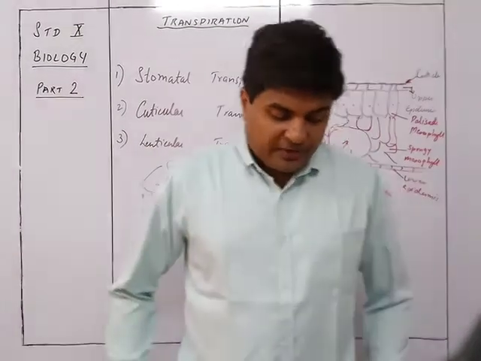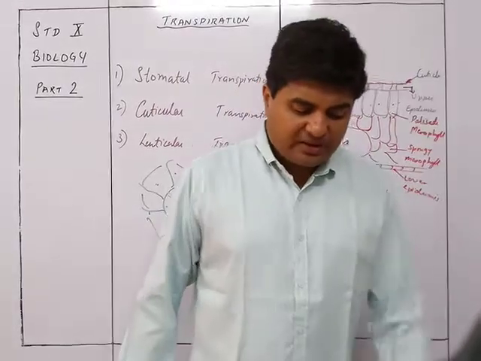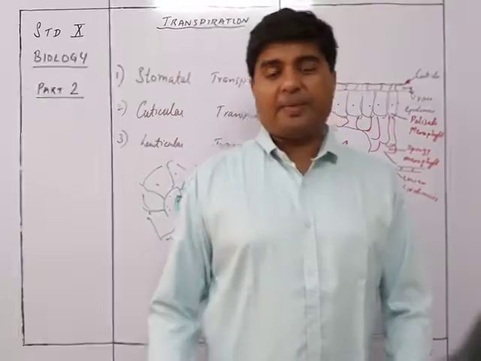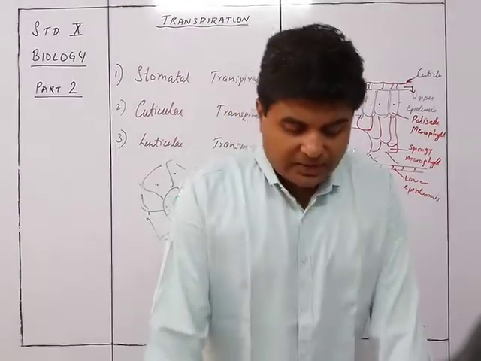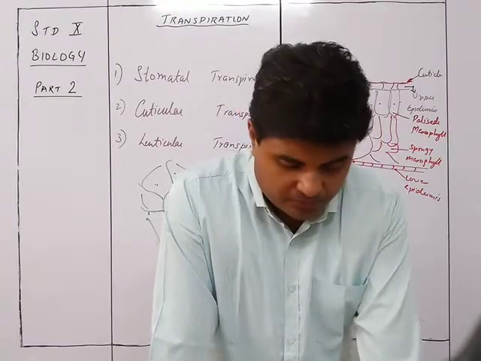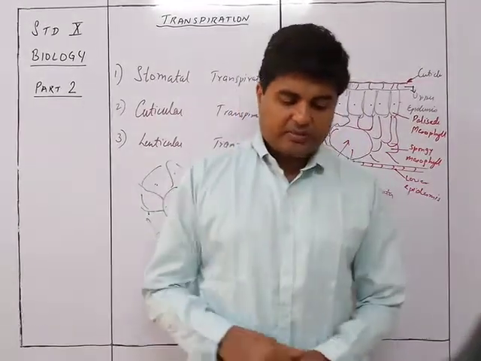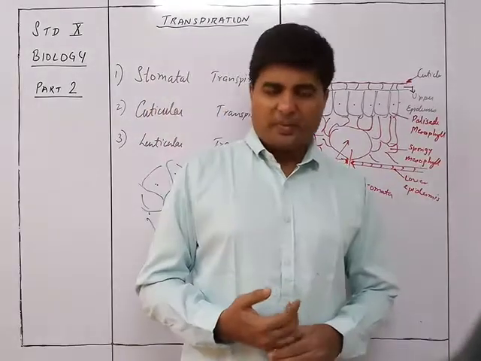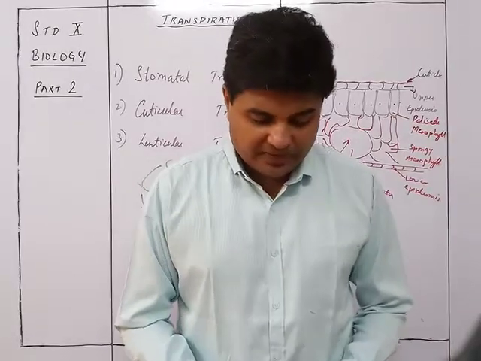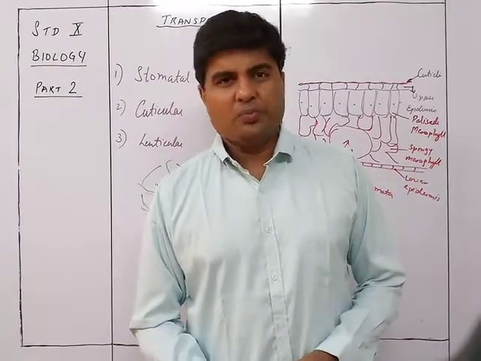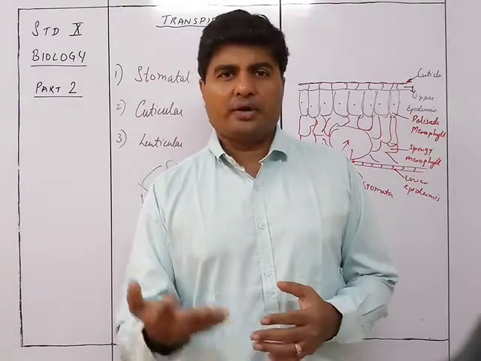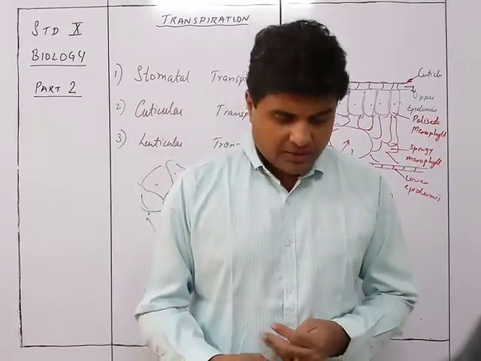Next is lenticular transpiration. Lenticels are special openings that develop on the bark of the old stems in the place of stomata. So wherever the lenticels are, they are on the old stem. The bark of the old stem will have small openings. These allow diffusion of gases for respiration as well as for photosynthesis. So yes, they allow the movement of gases for respiration as well as photosynthesis.